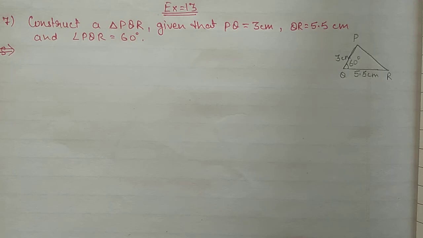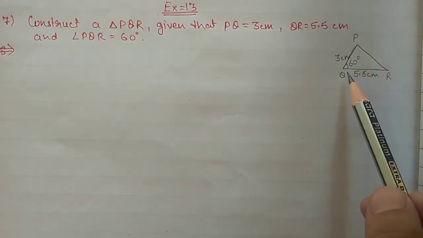Hello students, we are doing chapter number 13, practical geometry, exercise 13. In the last video we did up to question number 6, and today we will start from question number 7. Construct a triangle PQR given that PQ is 3 cm, QR is 5.5 cm and angle PQR is 60 degrees.